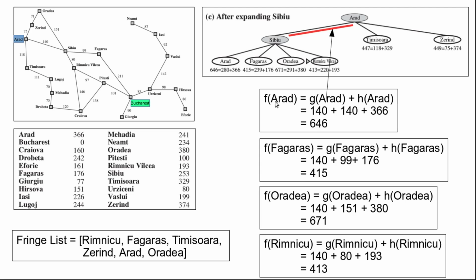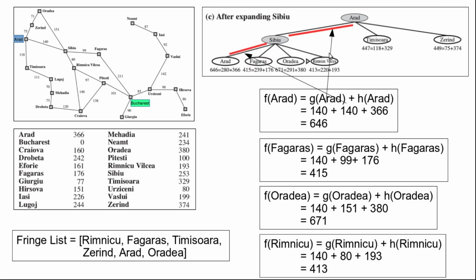Now to calculate the F value of this node, which is Arad in this case, we have to calculate the G value of Arad plus the H value of Arad. Now, what was the G value? G value is the actual cost starting at the start node up to that node N. So here we have 2 step costs: the first from Arad to CBU and the second from CBU to Arad. When we add these 2 step costs, we get the G value.